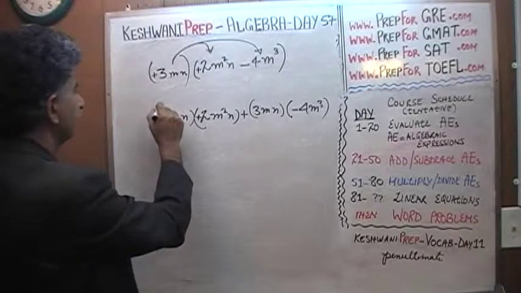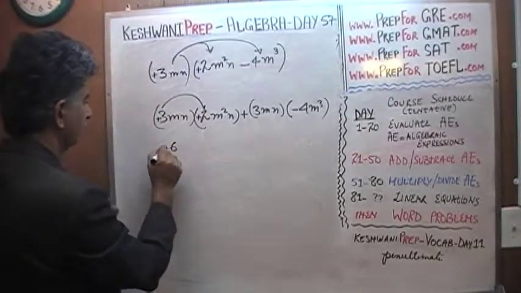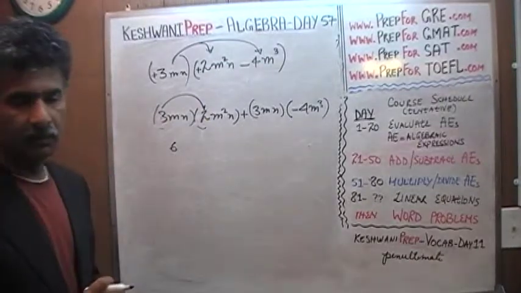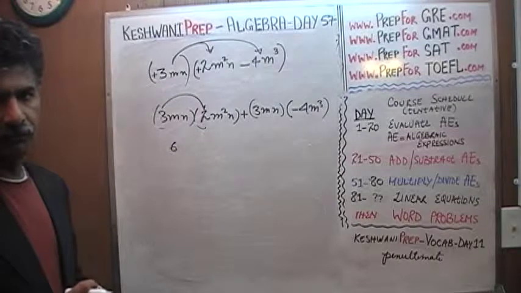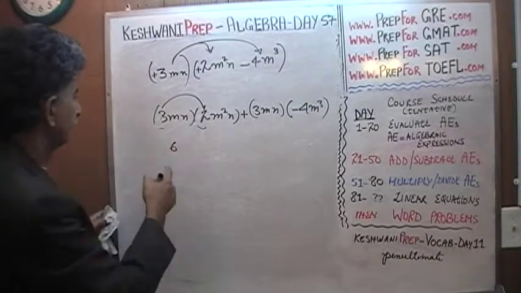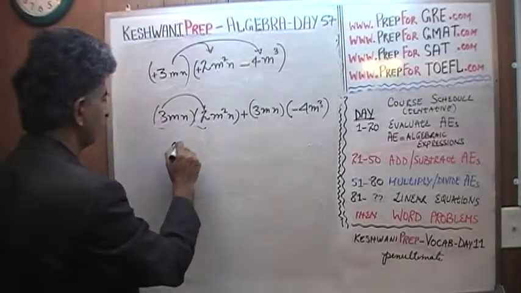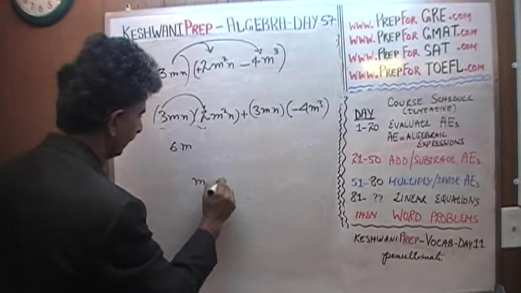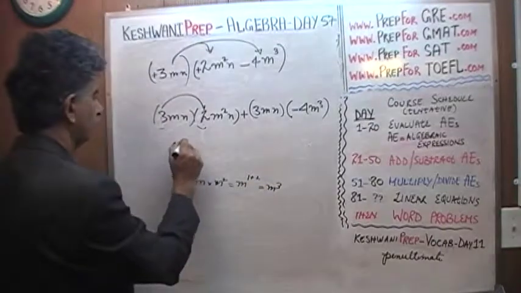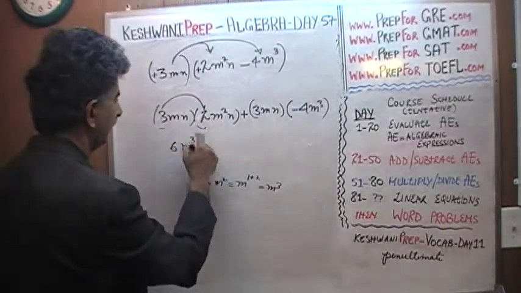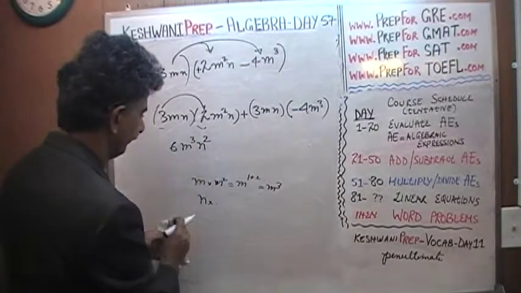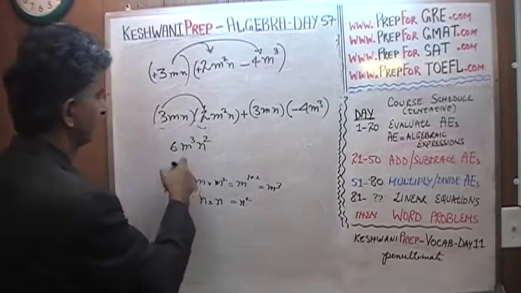Now we have to simply open it up. 3 times 2 is 6. Positive 6 of course, and when it's positive you don't have to keep putting positive. The default in mathematics is that if there is no sign in front of something, it's positive, because if it were negative we would have put negative. So 3 times 2 is 6, m times m squared is m raised to 1 plus 2, which is m cubed. And n times n is going to be n squared. So that takes care of this part.